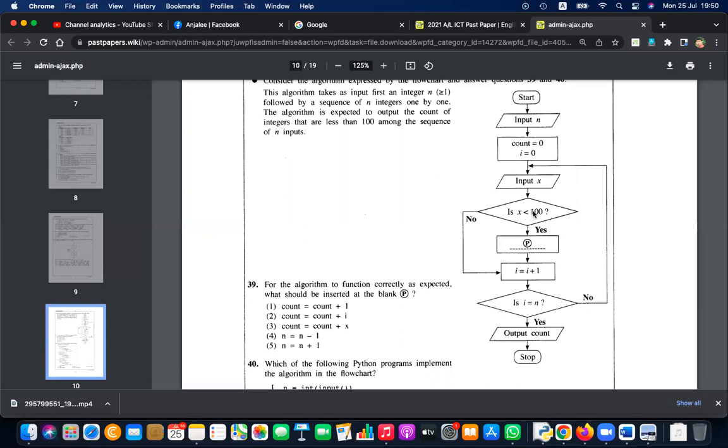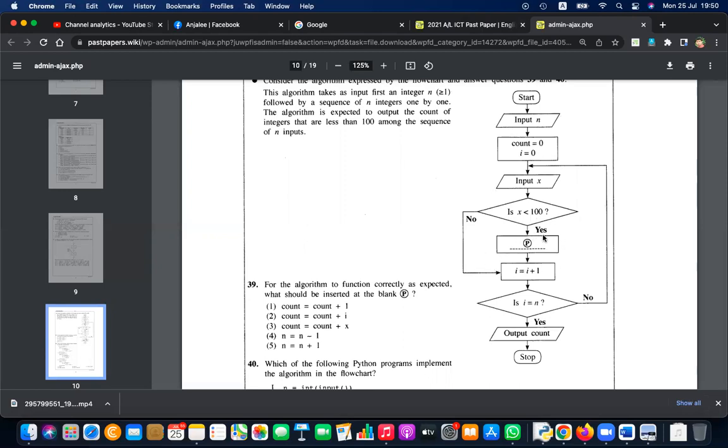Is x less than 100? What is this? A diamond shape. Diamond for what? Decision. Take a decision. Okay, what is this empty box? So what should be there?